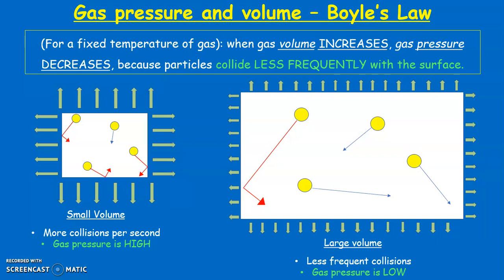Why does that happen? The gas particles, when the volume increases, are less likely to collide with the surface, and therefore there are less frequent collisions, therefore gas pressure is low. An important point to note here is that the volume has nothing to do with the energy of the collisions. Energy of collisions only changes if we speed up the particles, which only happens if we increase the temperature. So in this case, volume, we're only talking about the frequency of the collisions.